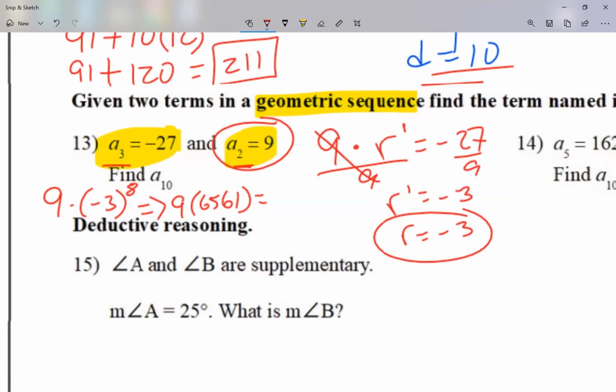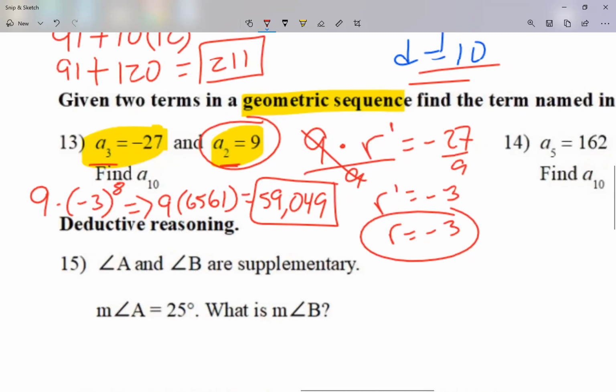And then now I have to multiply this. What's 6,561 times 9? And it gives me 59,049. You guys will have to use these formulas in your homework. Make sure you guys get really good at it because you also have it in your quiz.